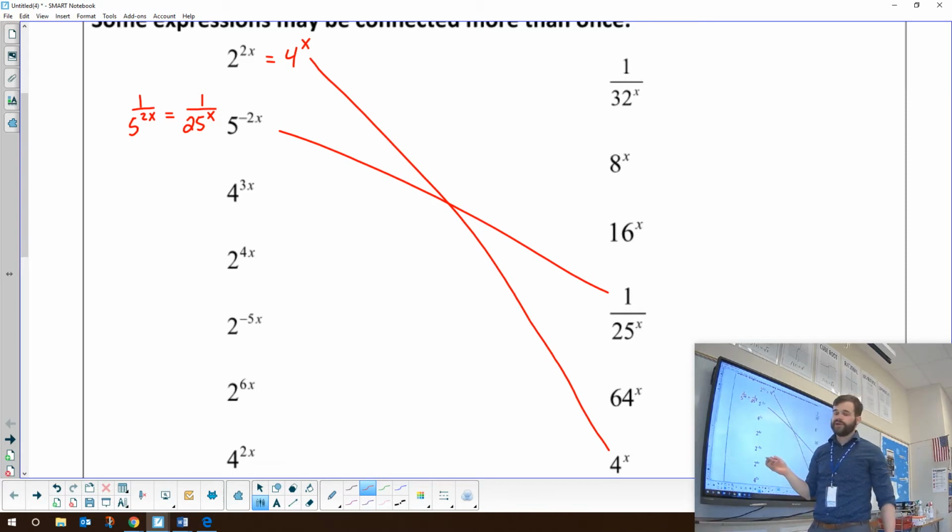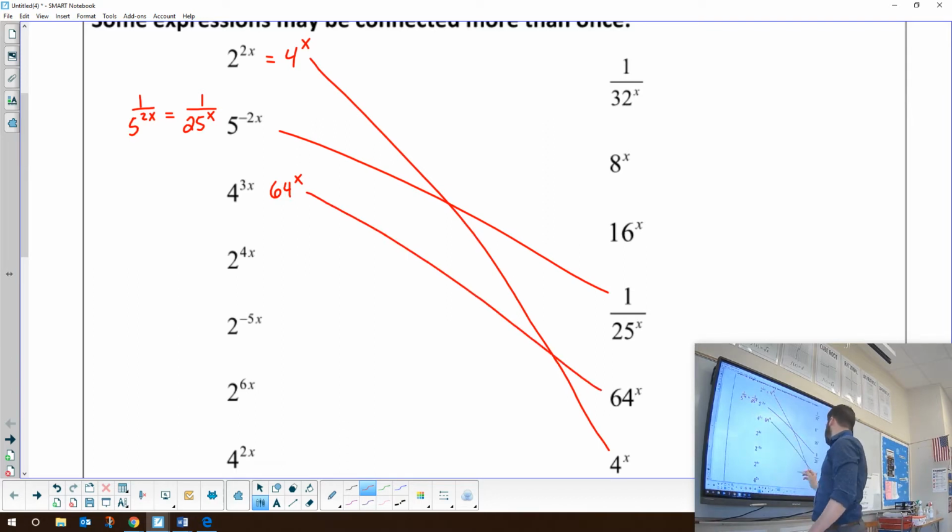4 to the power of 3x, well, 4 to the power of 3 is going to give me 64. So that is going to be 64 to the power of x. That matches up with this one. Okay, then 2 to the power of 4x. Might be a good chance to get out your calculator, but 2 to the power of 4 is 16, so 16 to the power of x. So that one's going to go here.